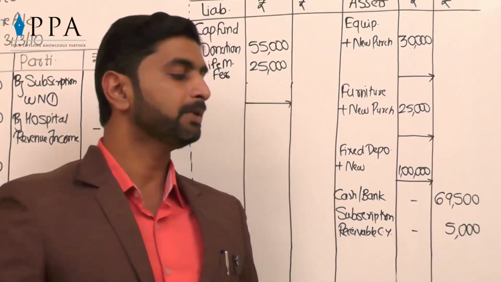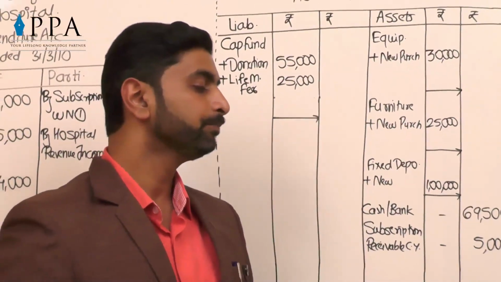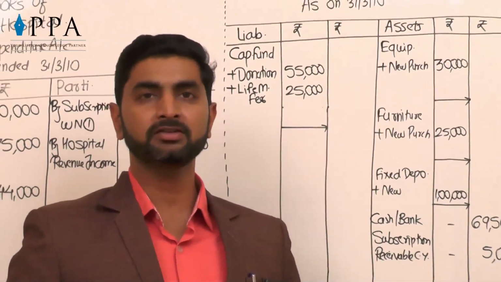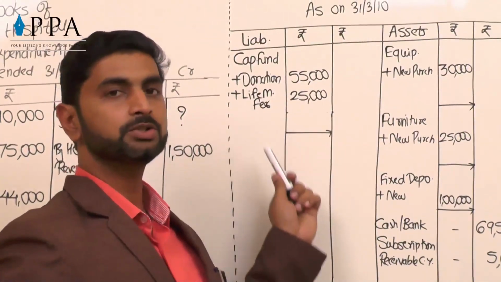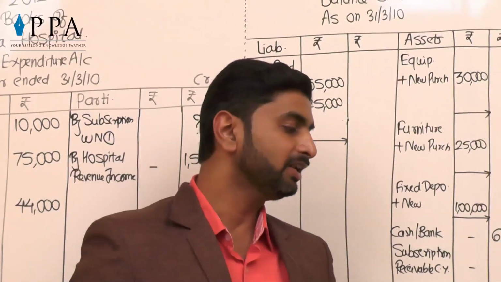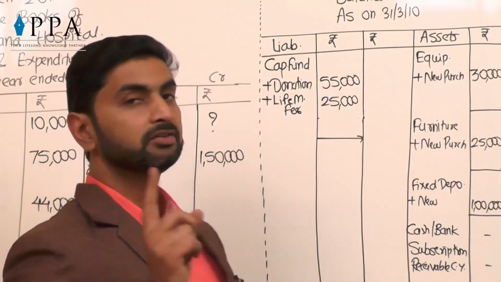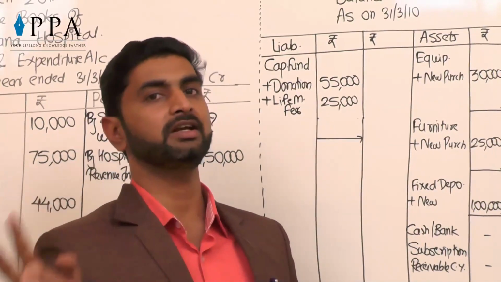Third adjustment is life membership is to be capitalized, that we have already done. We have added it in capital fund. Donation is for building fund, so it is kept in the capital fund, or you can show it separately as building fund. Either way it is the same. Outstanding salary for current year is 7,500. So salary is our expense and outstanding is our liability.